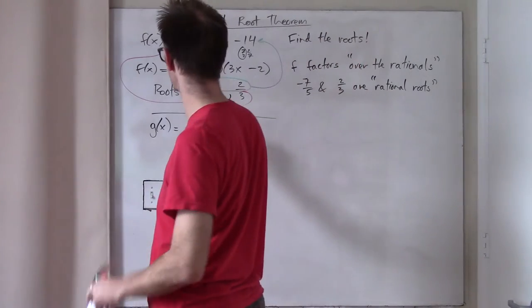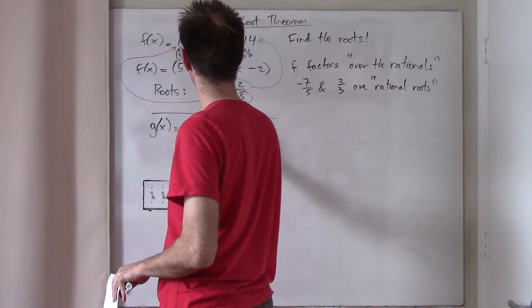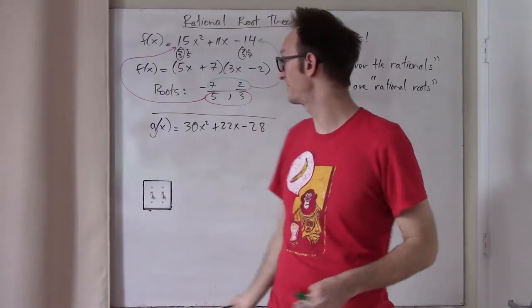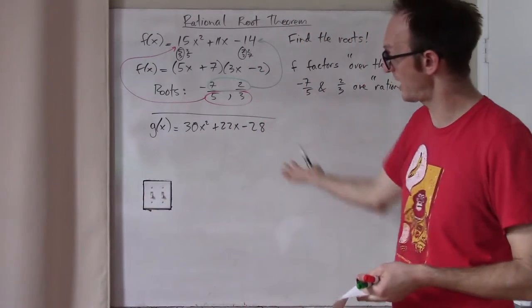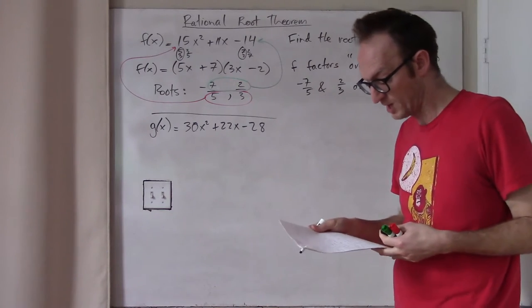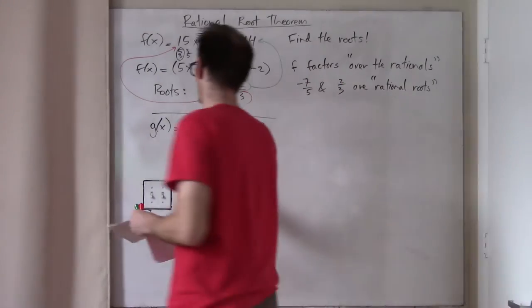So just take this function and multiply it by 2. Now we get 30x squared plus 22x minus 28. This is, of course, a perfectly legitimate quadratic polynomial. And what can we say about this polynomial? Well, common sense says that it has the same roots as f does, and that's just true.